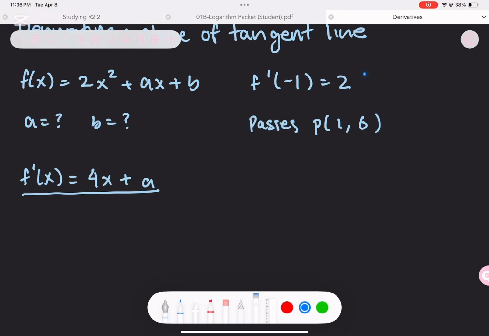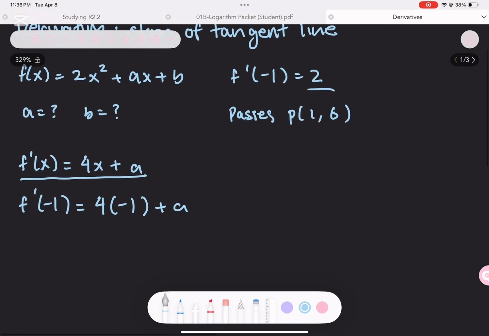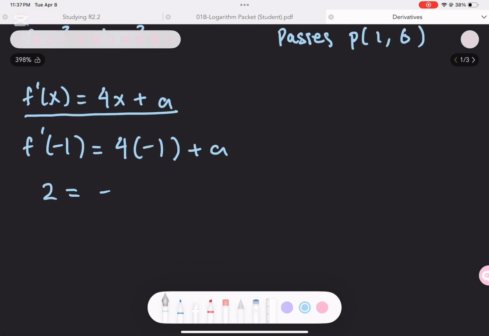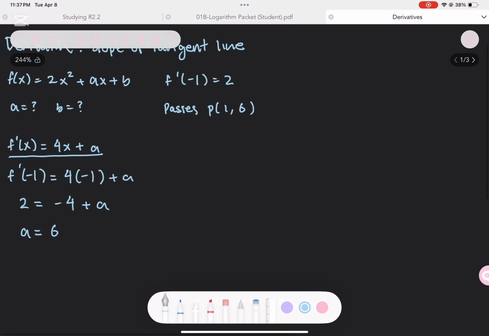Now we're given the parameter that f prime of negative 1 is equal to 2. So we can write it like this, and replace every x in the equation with negative 1, which isn't a big problem since there's only one of them. Since that is equal to 2, this becomes negative 4 plus a equals 2. When you add 4 to both sides, this becomes 6. So we have a equals 6 now.